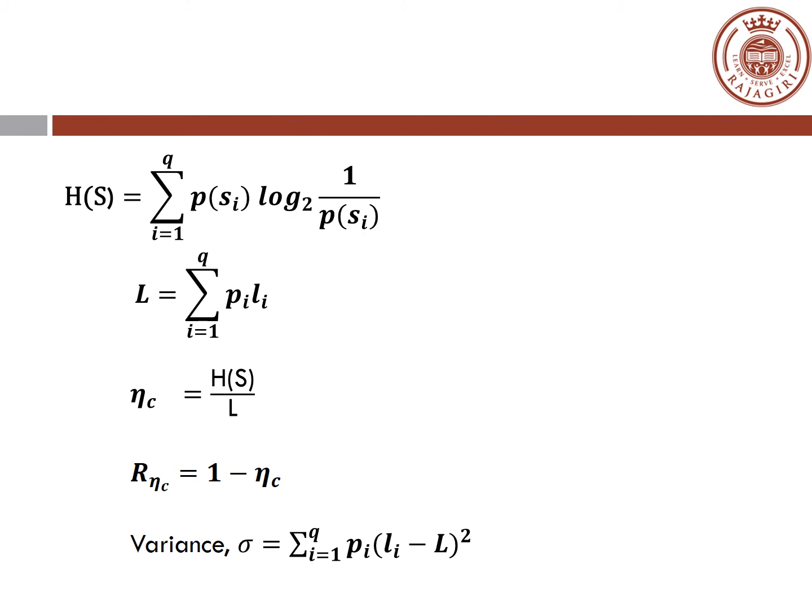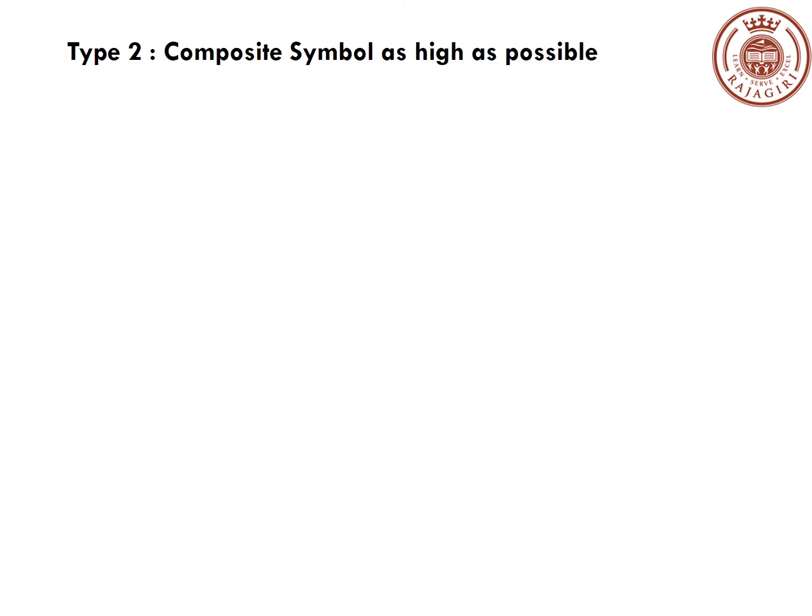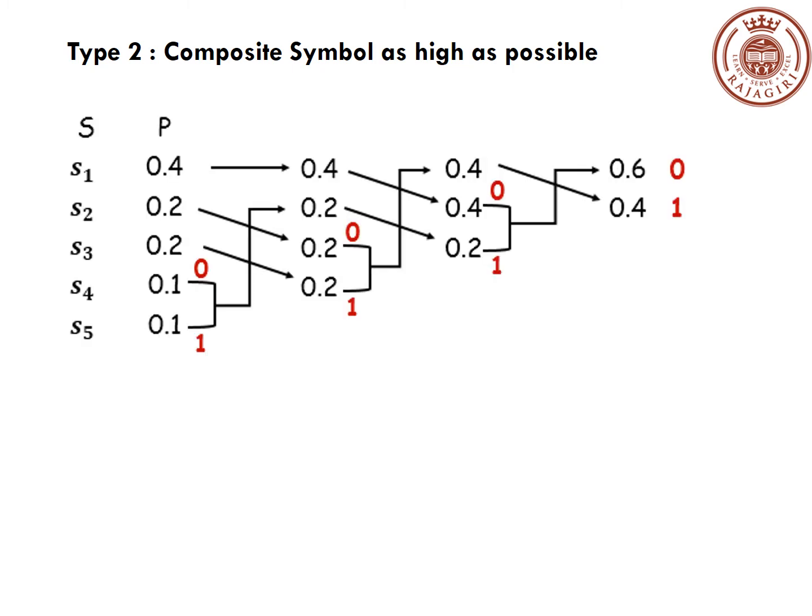Now, if the same previous question is done using the second method, where the composite symbol is placed as high as possible, then we can see that the assignment changes. Here you can see that 0.1 plus 0.1 is 0.2, but instead of placing it as low as possible, we are going to take it to the highest position, where there are other 0.2s. The symbols are still arranged in decreasing order of probabilities, but the composite symbol is placed as high as possible.